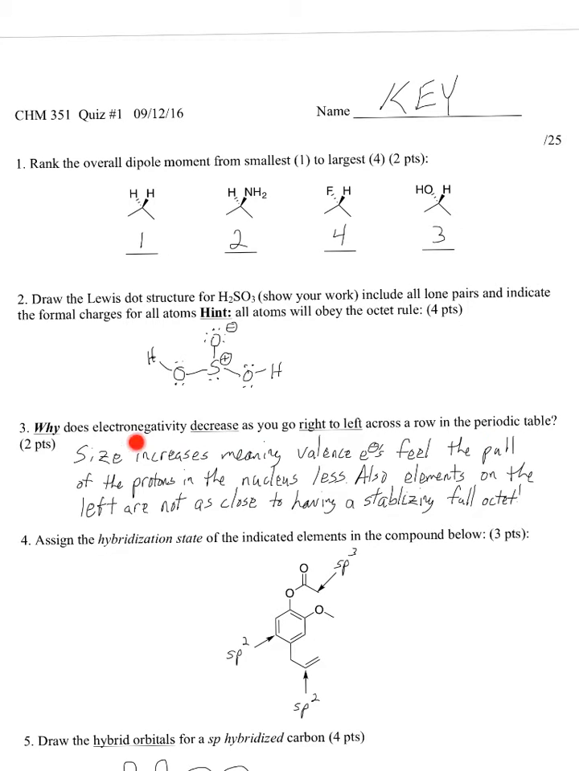So the next one, a way to think about why electronegativity decreases as you go from right to left across the periodic table. So going right to left, things like fluorine back to oxygen, nitrogen, and carbon. It decreases because size increases. I mean, the valence electrons feel the pull of the protons in the nucleus less. Bigger atom, the nucleus is felt less. Also, the elements on the left are not as close to having a stabilizing full octet, right? So not having a full octet, the octet rule again.